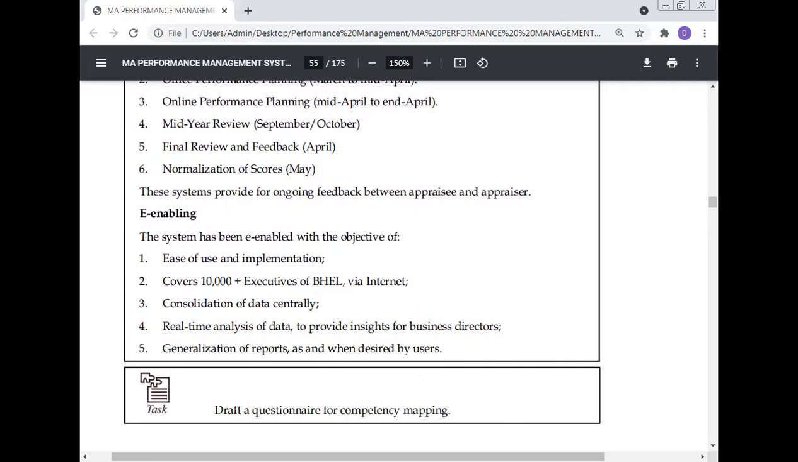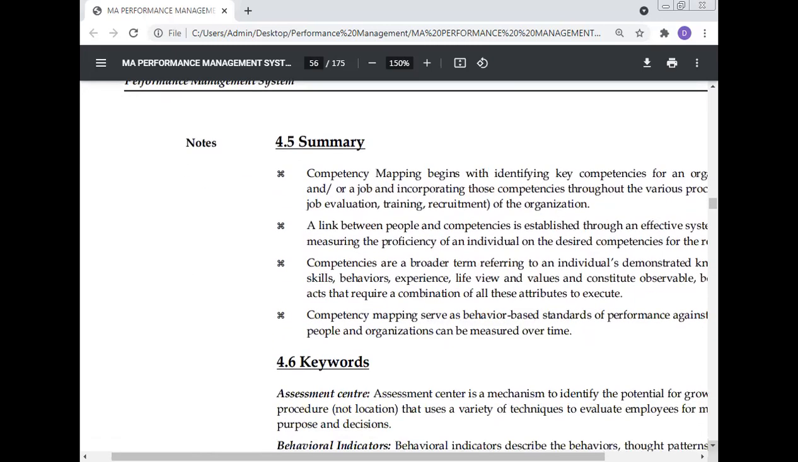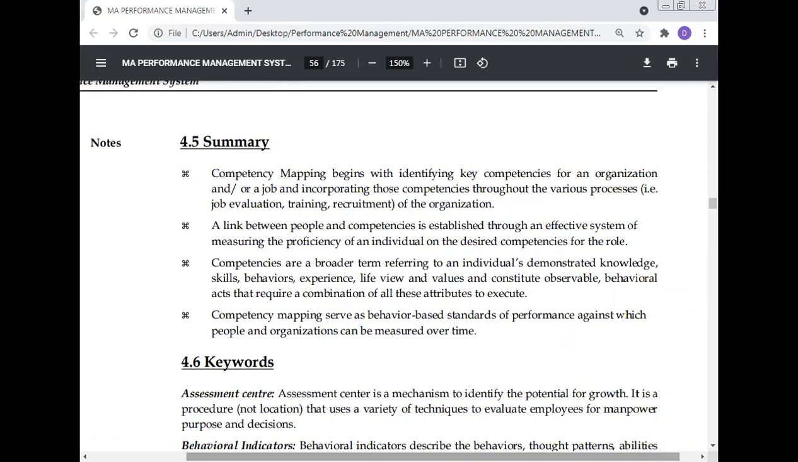Draft a questionnaire for the competency mapping. Competency mapping begins with identifying the key competencies from an organization and/or a job, incorporating those competencies throughout the various processes: job evaluation, training, and recruitment of the organization. A link between people and competency is established through an effective system of measuring the propensity of an individual on the desired competency for the role.